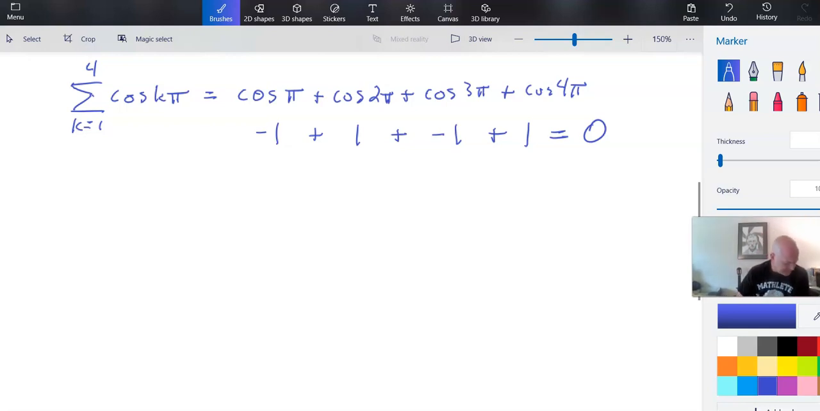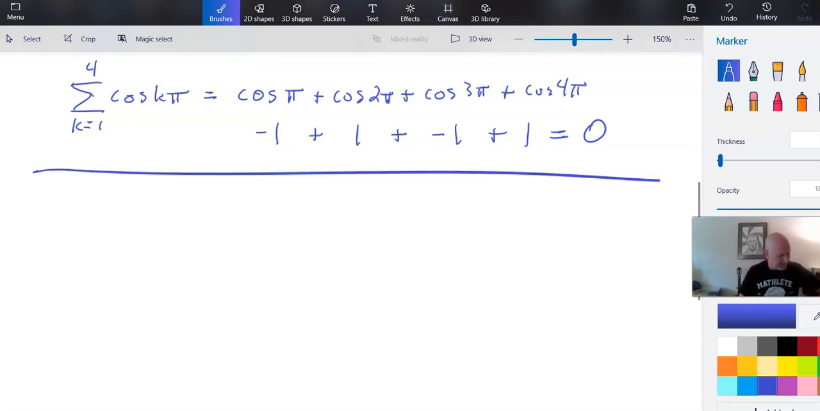Now, let's take a look at something that has a little more meat to it. And, yeah, where'd I put it? Okay.